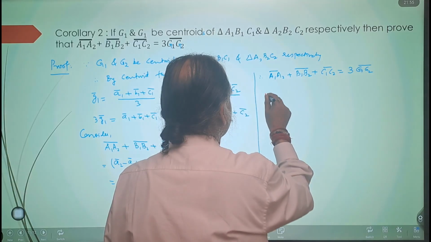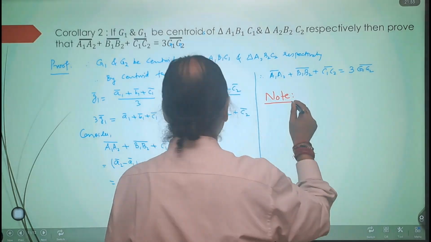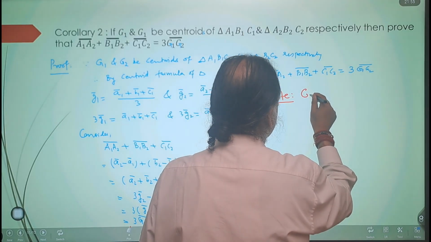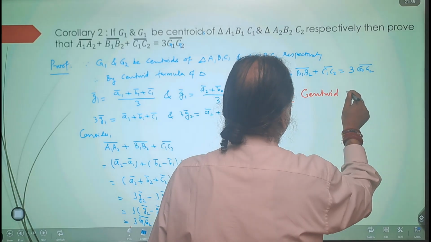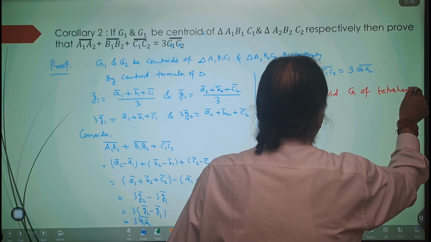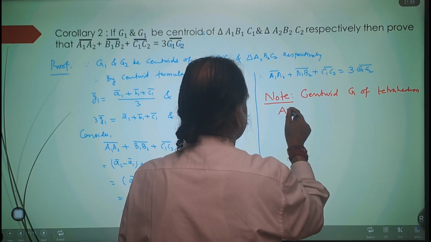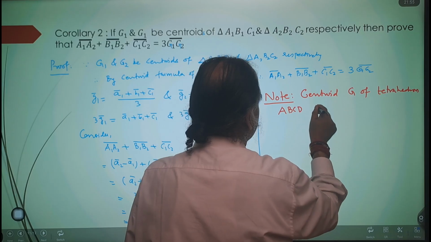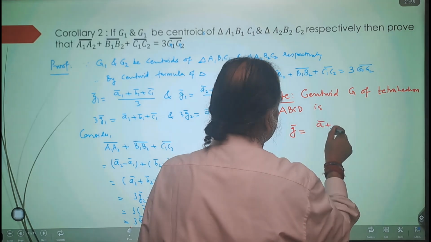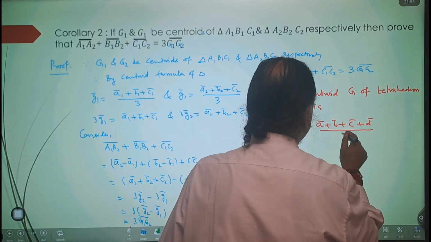One note I'll give you. Centroid G of tetrahedron ABCD is, G bar is what? A bar plus B bar plus C bar plus D bar upon 4.